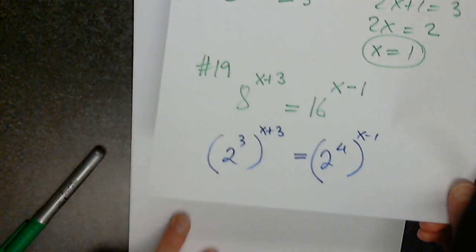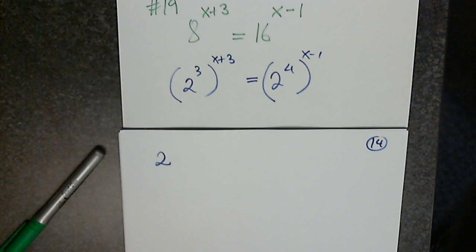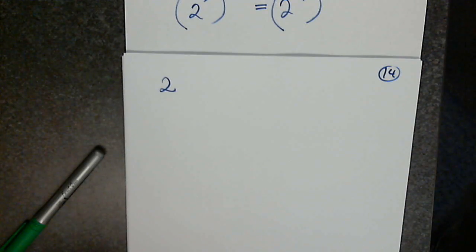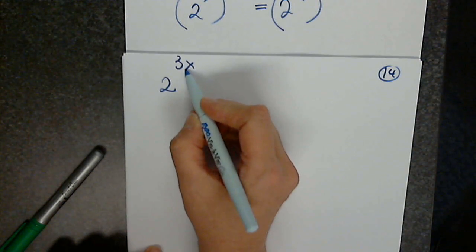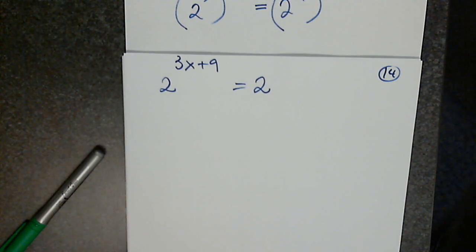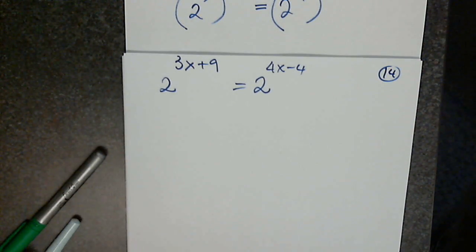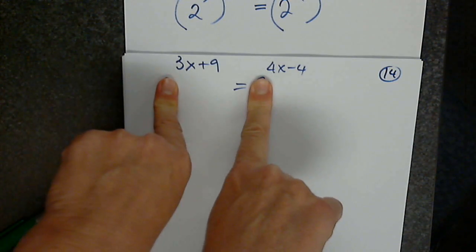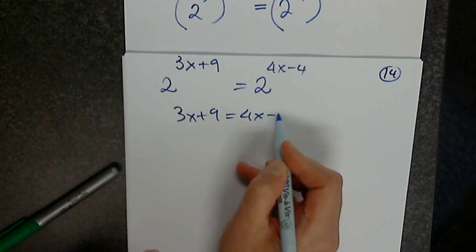I'm not there yet to draw a conclusion. Copy the base. What happens to the exponents? Correct. We multiply them. What do I have now? 3x plus 9. Copy the base. What do we have on the other side? Now I'm back to the original problem. Two numbers are equal and they have the same base. What has to happen? Indeed, 3x plus 9 must equal 4x minus 4.